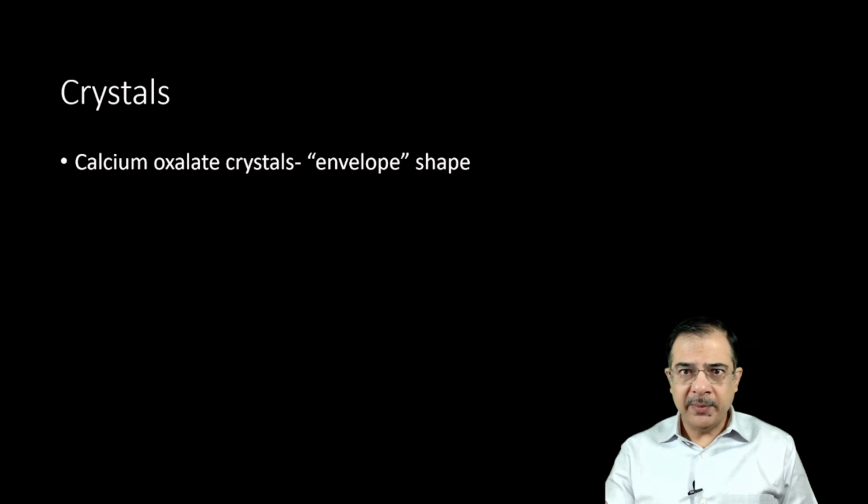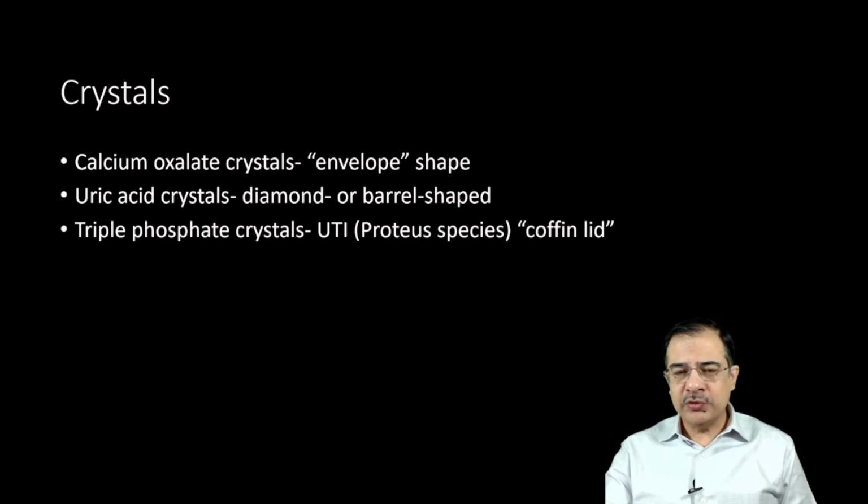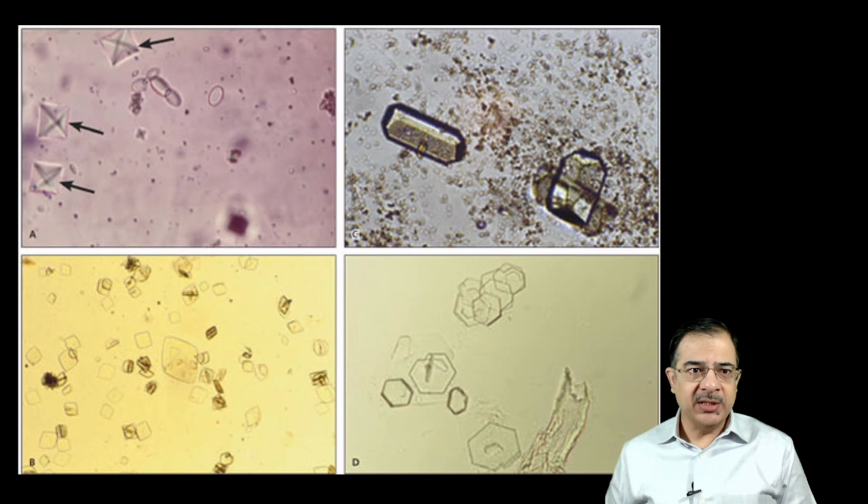Now the crystals. Crystals are identified on the basis of shape, and very few labs give you the crystal findings, as it needs lots of experience in examining these crystals. Envelope shaped are calcium oxalate crystals. Uric acid crystals are diamond shaped or barrel shaped. Triple phosphates are coffin lid shaped. Cystine crystals are hexagonal shaped. So these are the different types of crystals. Like you can see, these are envelope shaped crystals.